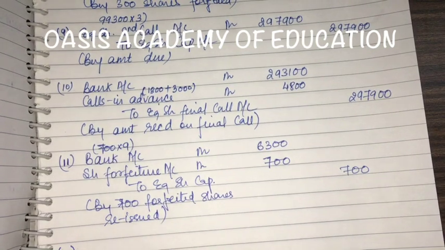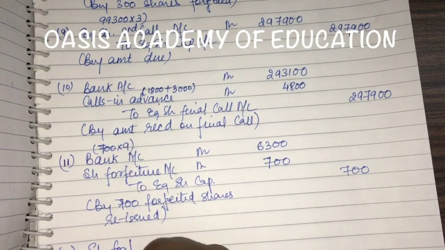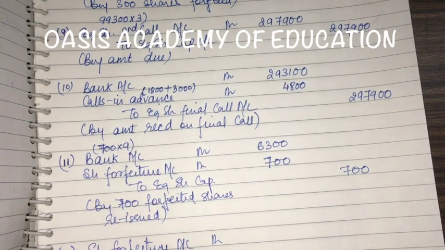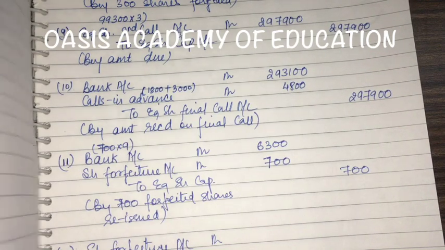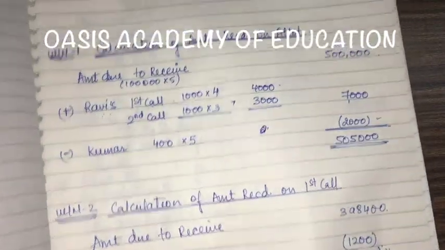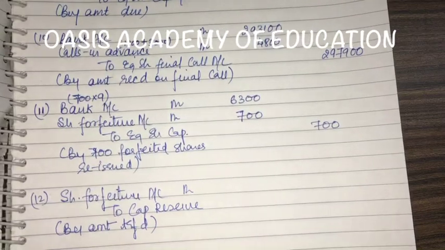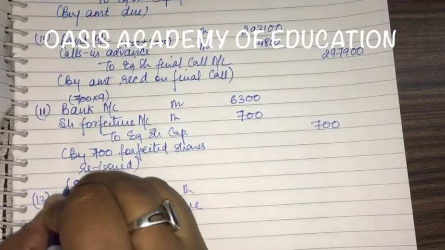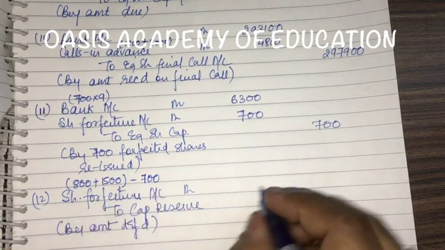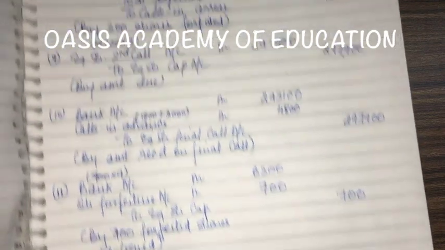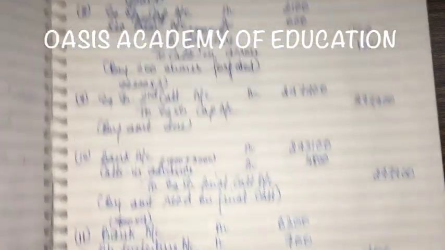right? Last but not the least, we need to pass the journal entry for capital reserve, that is share forfeiture account debit to capital reserve, being amount transferred. Now this amount will be, as you can see, my first forfeiture was here, this amount was 800, and the second forfeiture was over here, 1,500. So the amount comes out to be 800 plus 1,500 minus 700. So it comes out to be 1,600. Right? So this was question number 17 का first part.